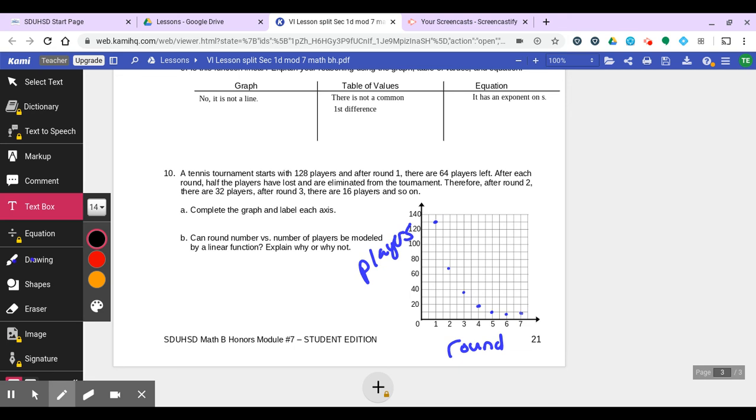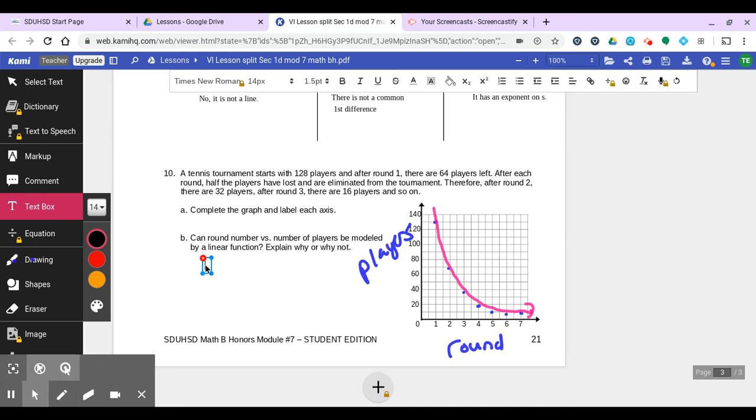Okay. Can the round versus number of players be modeled as a linear function? So let's look. Can we make a line out of that? I say no. We're not making a line out of that. We are making a curve out of that. So we'd say no, it's not linear. No, it does not form a line.